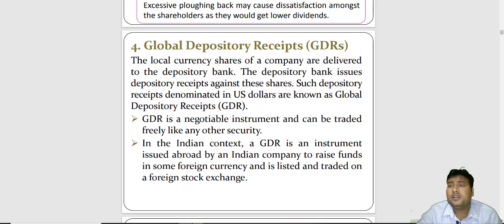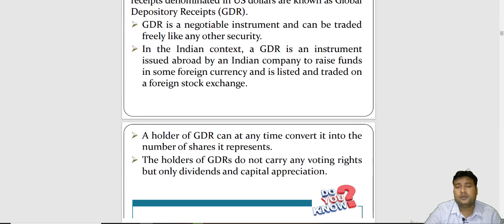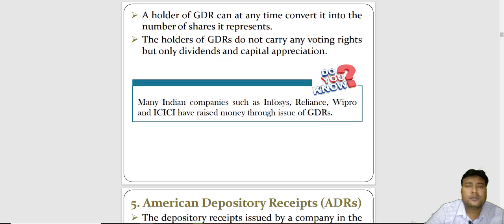And when they need the money from India only, they can issue normal shares on the Bombay Stock Exchange, National Stock Exchange. They can have the amount in the form of capital. Okay brother? And the most important thing is the GDR holder can convert their GDR, Global Depository Receipt, anytime into a number of shares. Okay brother? So GDR they hold, and whenever they want to convert in the form of shares, then easily they can convert at any time.